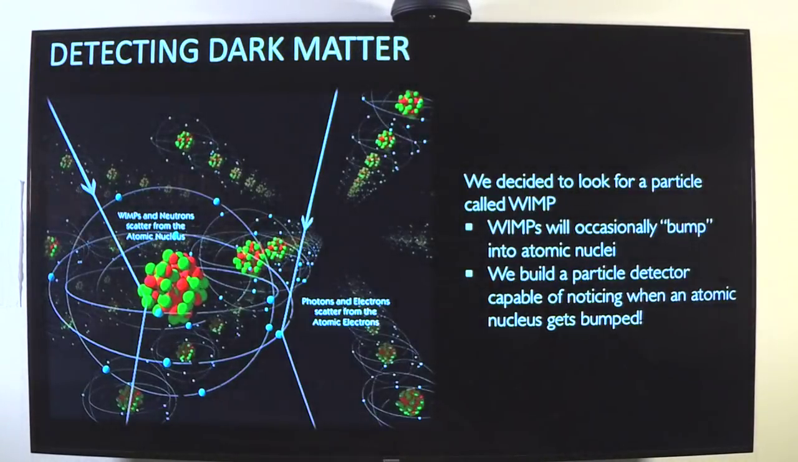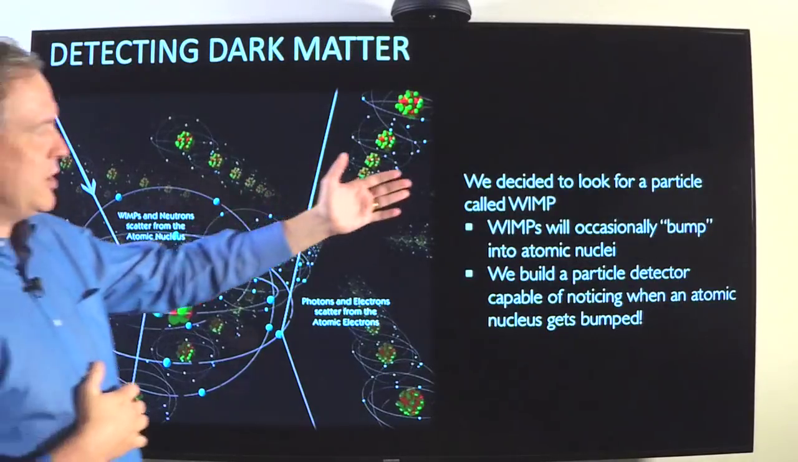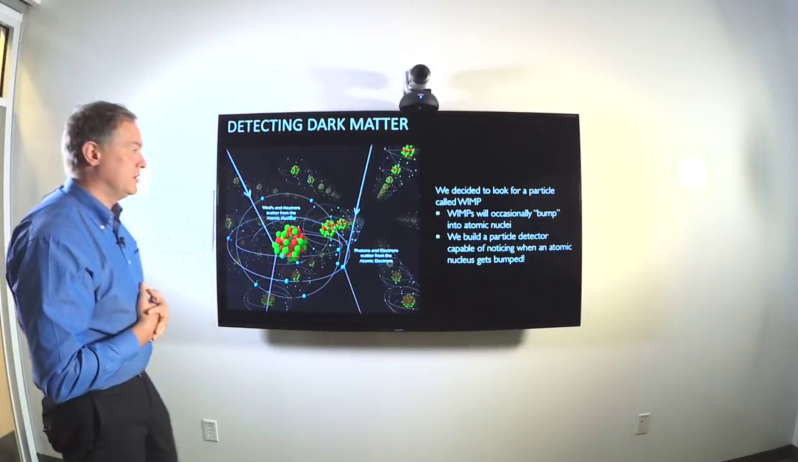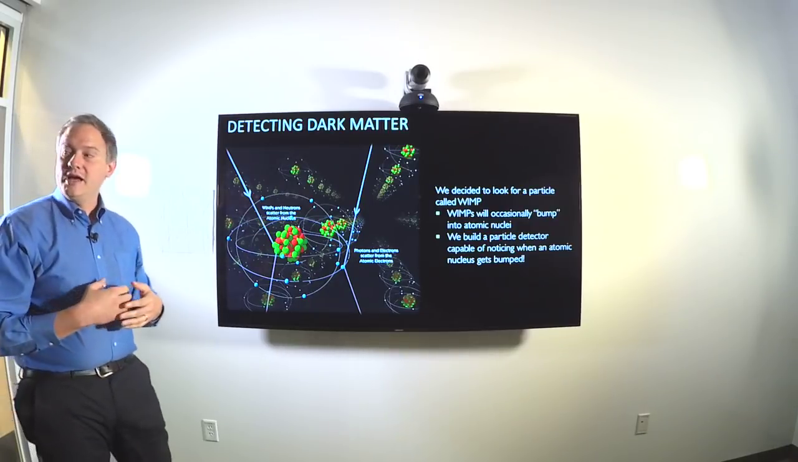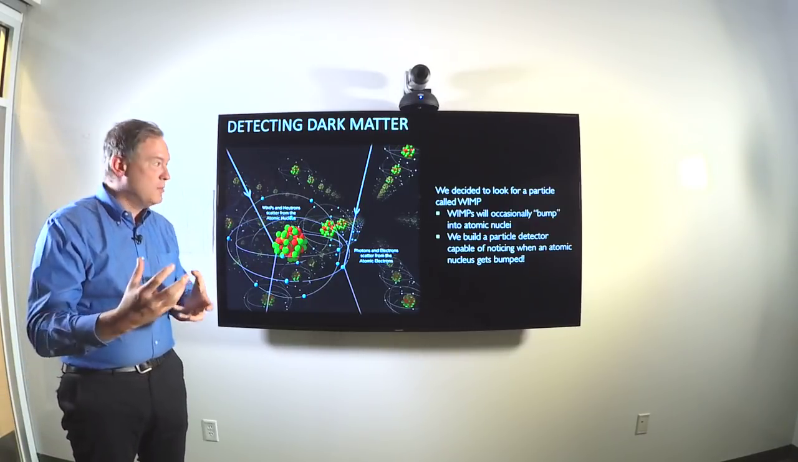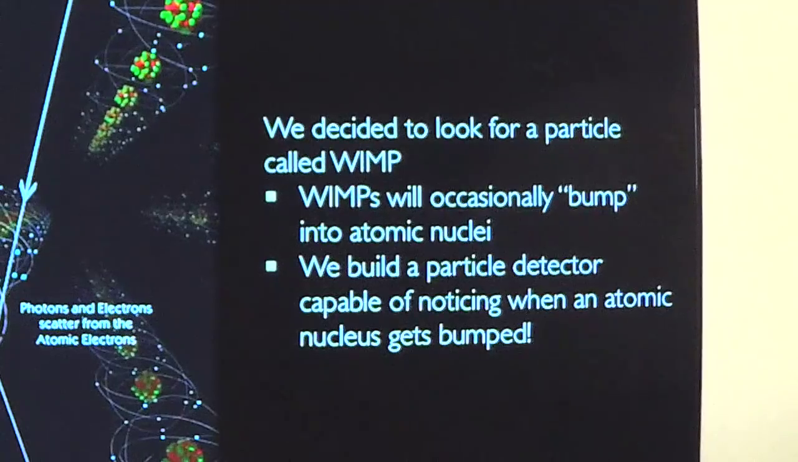So one way we can look for dark matter is actually trying to see its interactions with ordinary matter. In a number of experiments, we're looking for a kind of particle called the WIMP, or weakly interacting massive particle. And the idea is that a WIMP will occasionally bump into atomic nuclei. And this is a very rare process. Maybe a few times a year you might see something like this in one of your detectors.